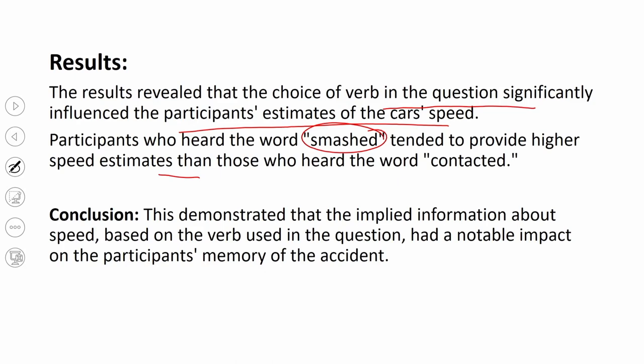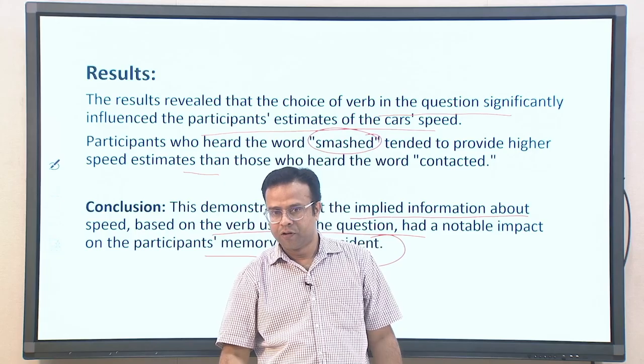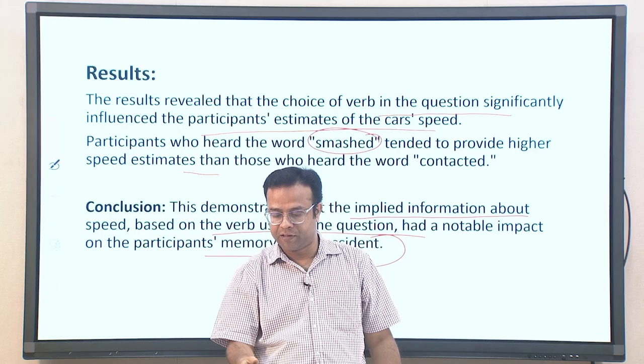So, what is the conclusion that was derived from this? That this demonstrated that the implied information about the speed, based on the verb used in the question, had a notable impact on the participants' memory of the accident. So, their memory also changed based on what was asked. So, this is called the misinformation effect.